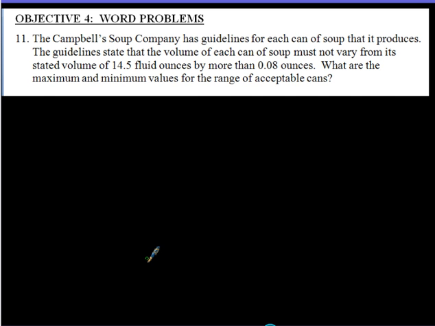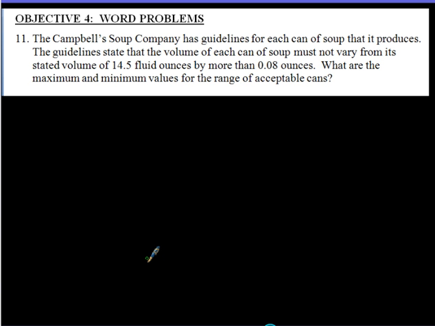This is the absolute value unit test, and these are the word problems, application problems. So we're looking at question number 11 and question number 12. I'm just going to read through it.